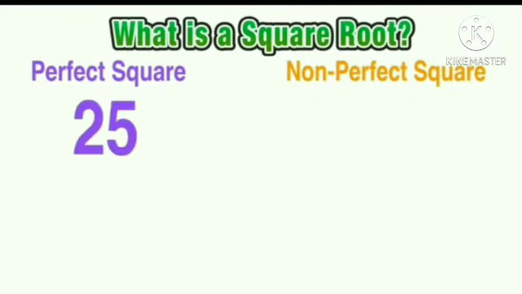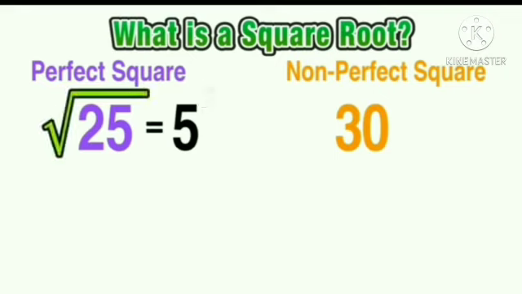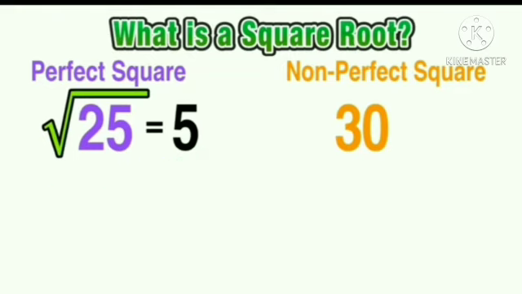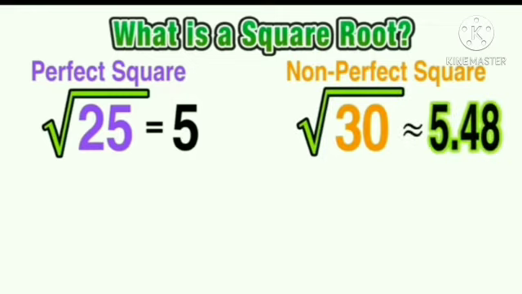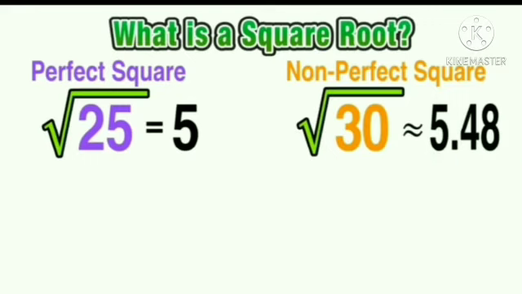For example, a perfect square 25 and a non-perfect square 30. Perfect square 25 is equal to 5 squared, and root 25 is equal to 5, where 5 is a whole number. And for the non-perfect square 30, root 30 is approximately 5.48. 5.48 is not a whole number. 5.48 and 5 are nearer values. Root 25 is equal to 5 and root 30 is approximately 5.48.